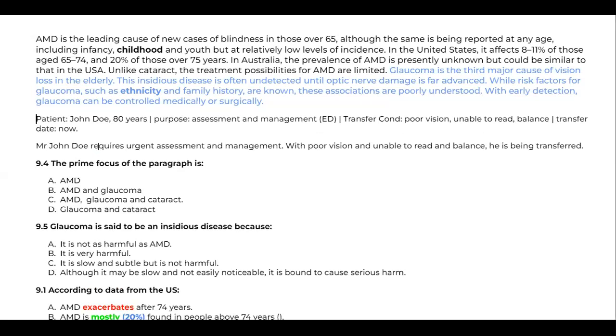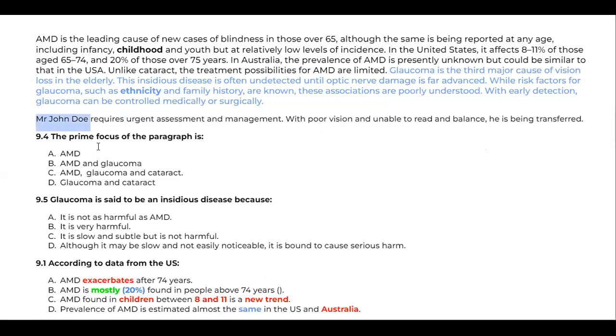Okay, so patient, here we got it. Mr. John Doe requires urgent assessment and management with a poor vision. And in this case, I'm going to change this one a bit, because a patient with poor vision and inability to read and balance is not going to the emergency department. So I'm going to make a change in that one.